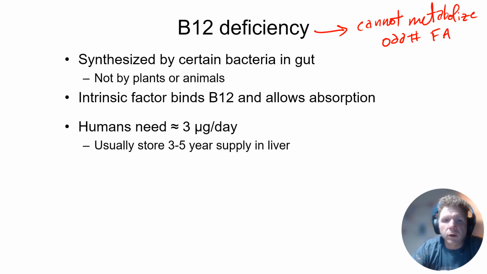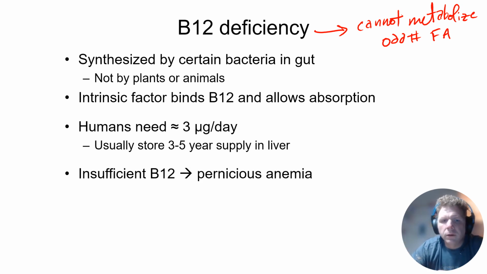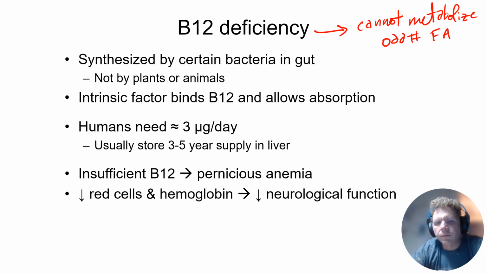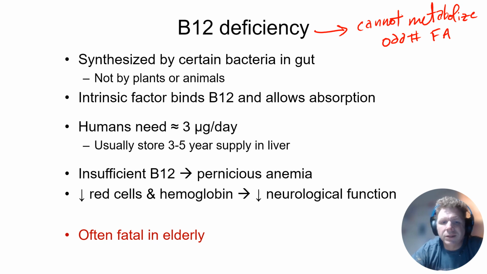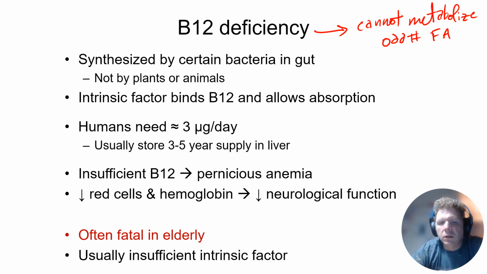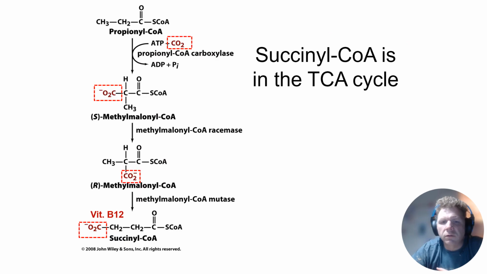Humans need approximately 3 micrograms per day, and they usually store a 3 to 5 year supply in the liver. So vitamin B12 is arguably pretty stable. Insufficient B12 leads to pernicious anemia. There's going to be a drop in red blood cells and hemoglobin, which leads to a drop in neurological function. So this vitamin B12 deficiency can lead to neurological disorders. This is often fatal in elderly people, and usually what we have is insufficient intrinsic factor.